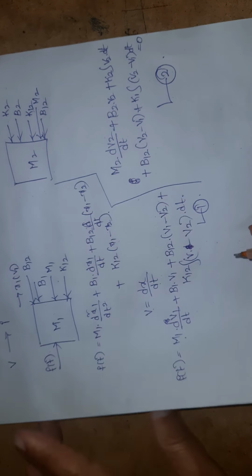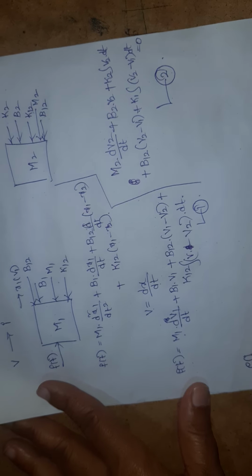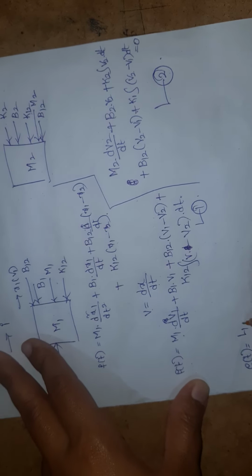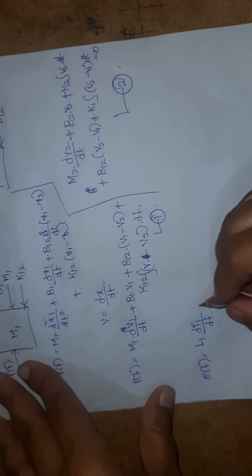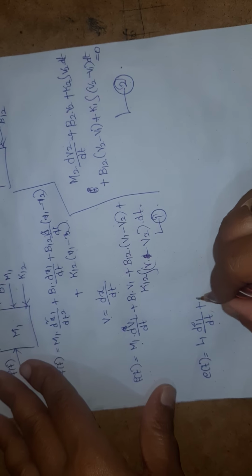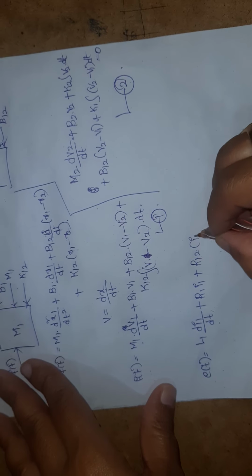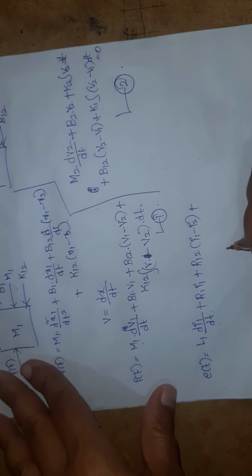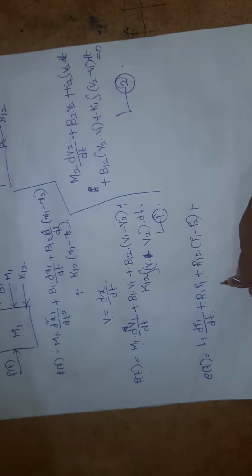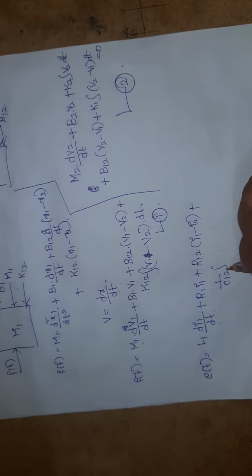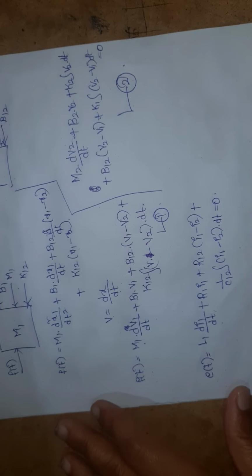Okay, so here what is force? E of t. M is becoming L1 and V1 is nothing but di1 by dt plus R1 I1 plus R12 into I1 minus I2 plus K12. K12 is becoming, K is nothing but capacitance, 1 by C12 into integration of I1 minus I2 into dt equal to 0.